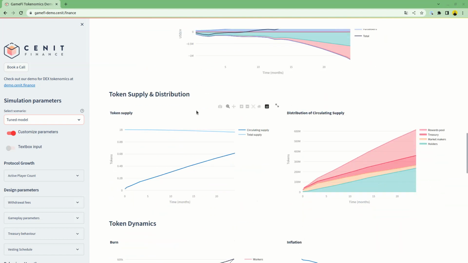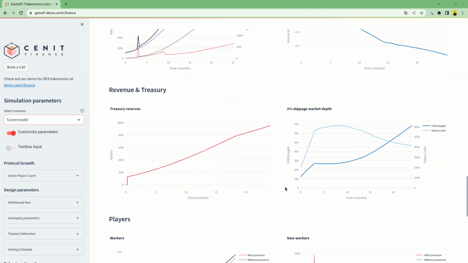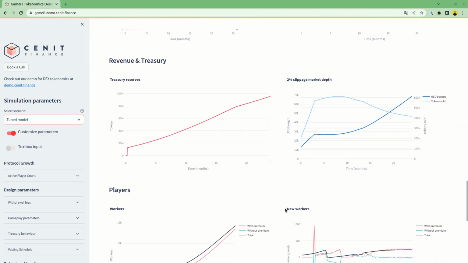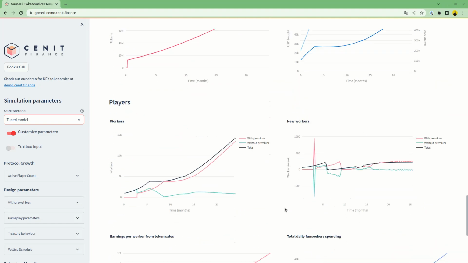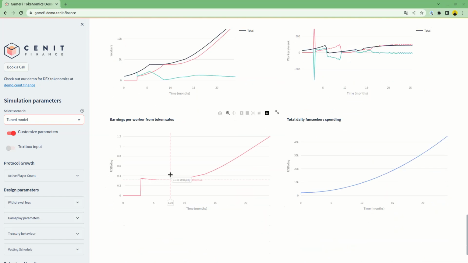Then we have metrics such as the token supply and distribution, token dynamics, how many tokens I'm burning, the inflation rate, the revenue from the treasury, also if the treasury is selling tokens in order to pay the bills, what's the slippage for selling those tokens, and different metrics for players, such as workers, which here in this game are play to earn gamers, and so on.